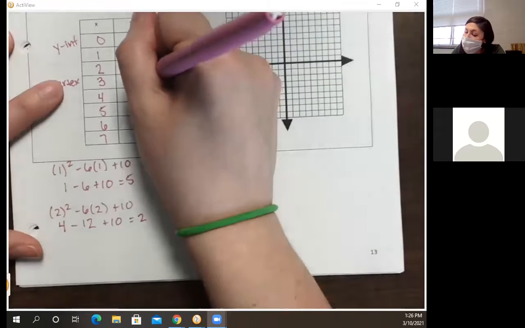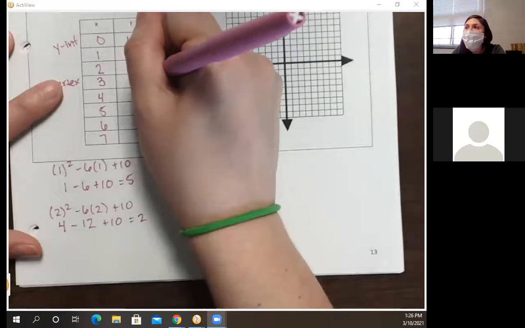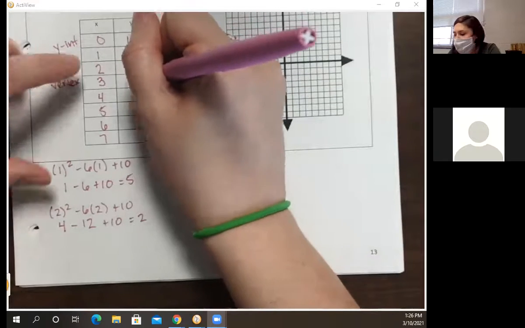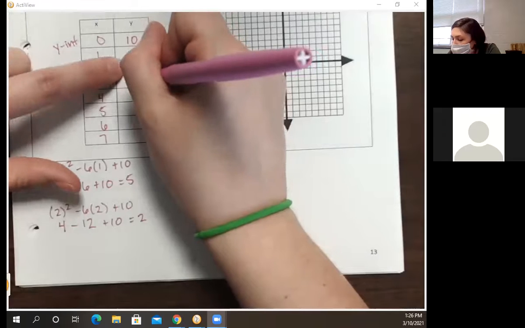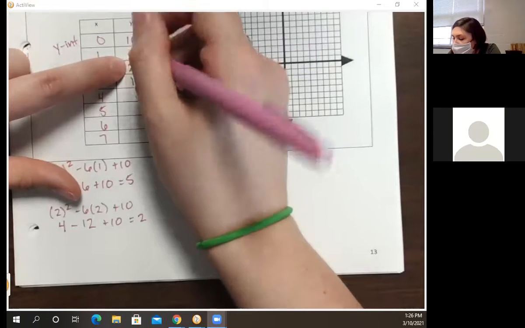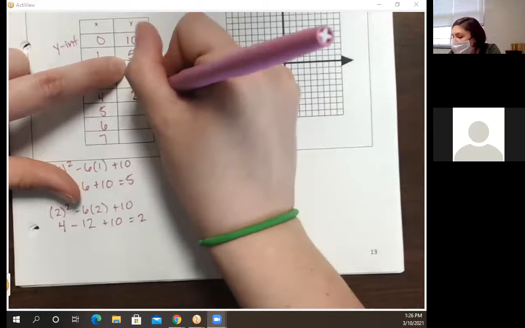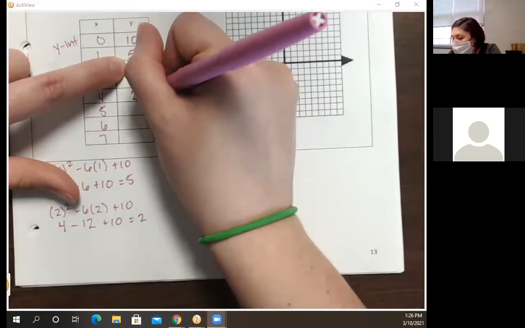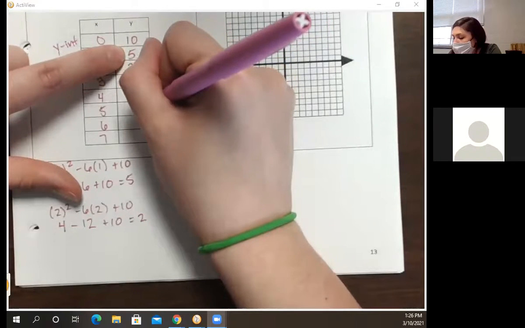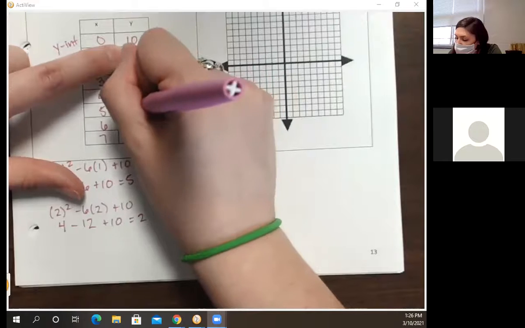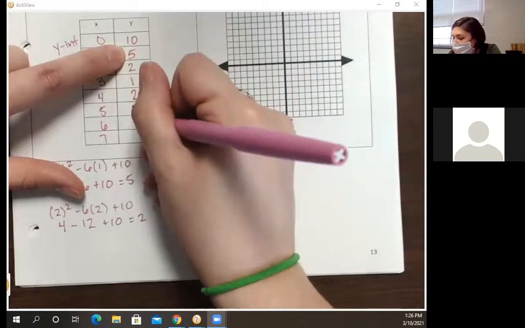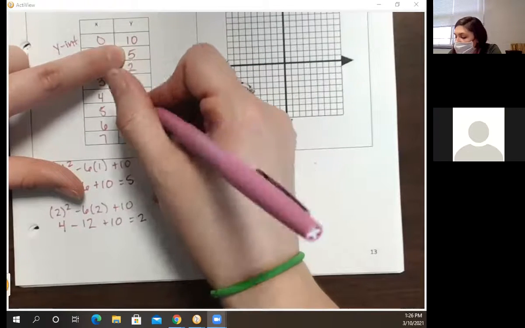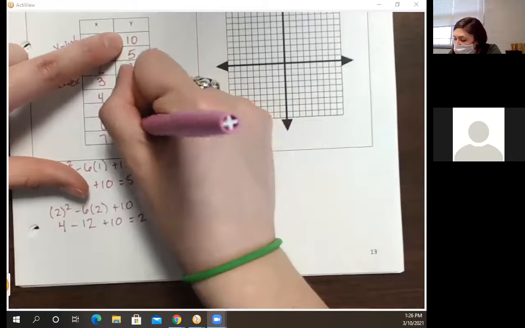And now I'm at the vertex, which means I can use that symmetric property again. So right on the other side, right before the vertex, my y value is 2. So right after the vertex, my y value would also be 2. If I move another unit, my y value here is 5. So my y value forward would also be 5. And then I get the same thing for 10.